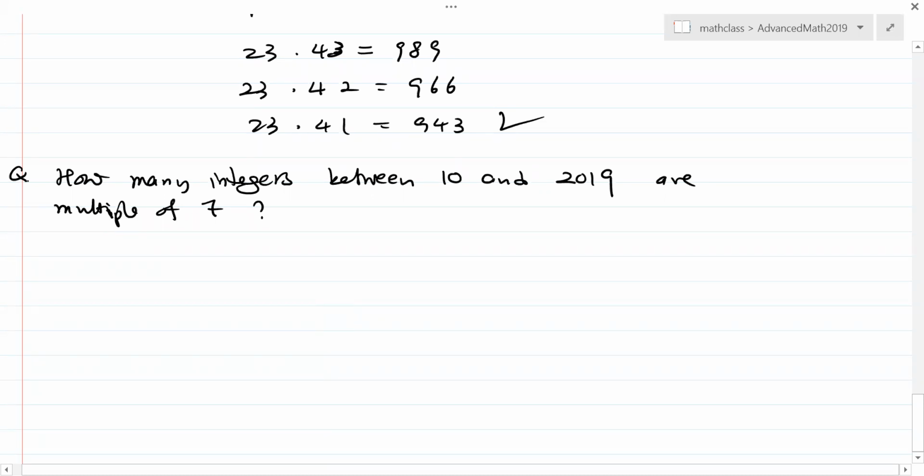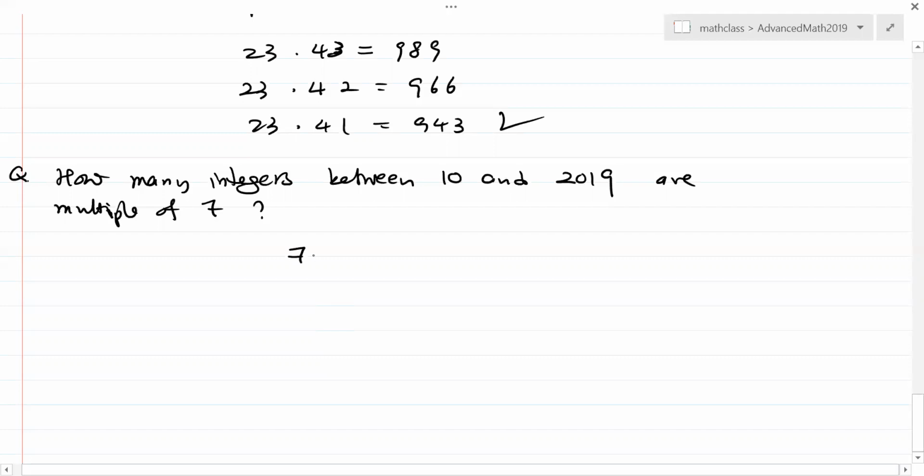Oh, they already gave me 287. No, Alex, this is a problem. Hey, Sam. 288? 287. When we say between 10 and 2019, yeah, 2019 is not included.